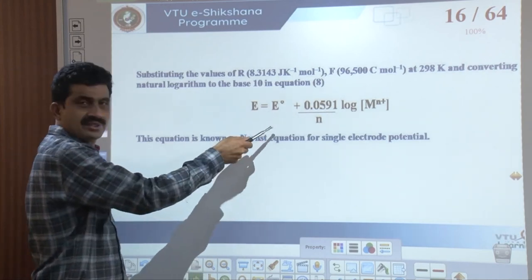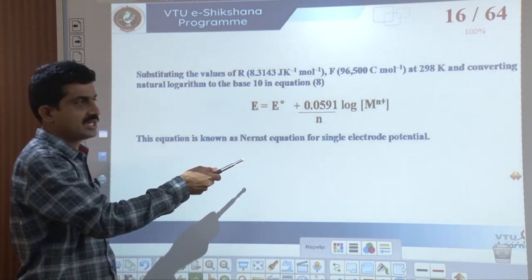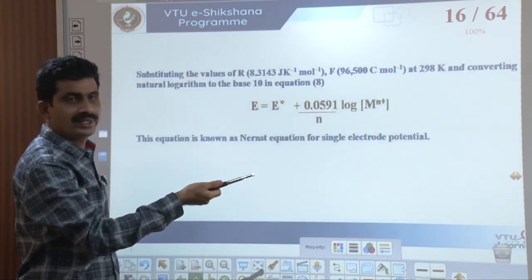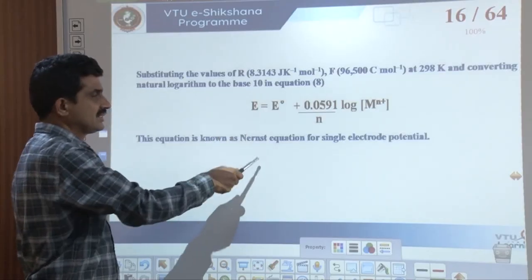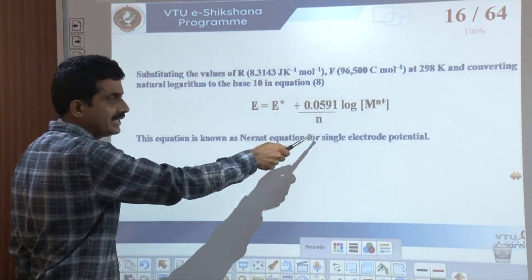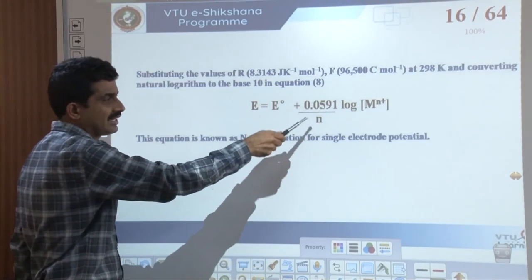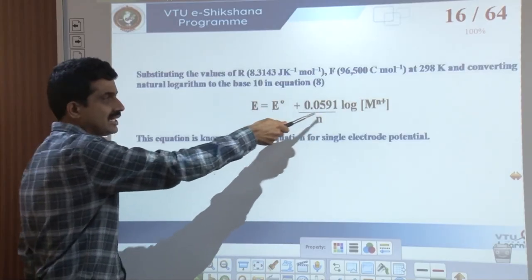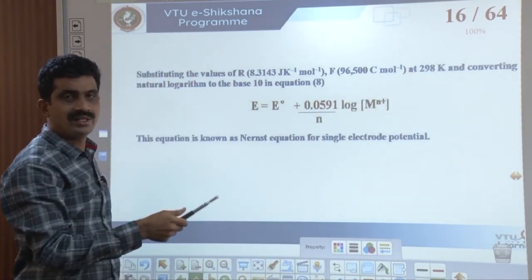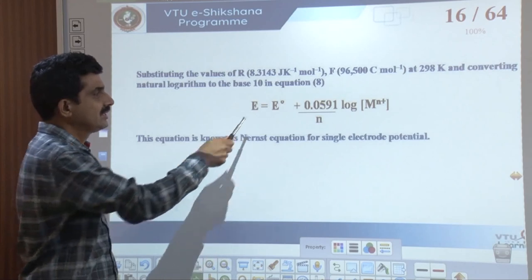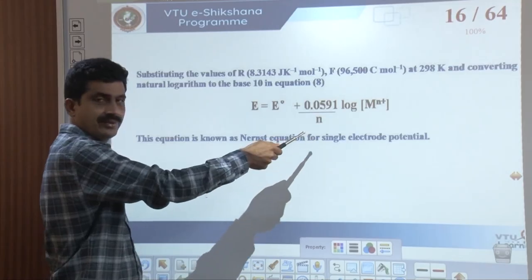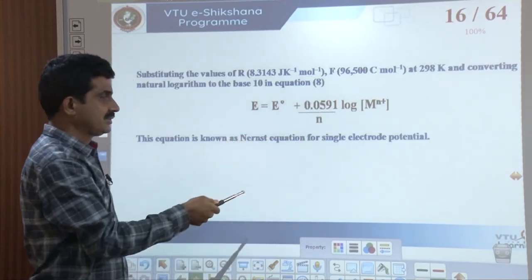So, this is the Nernst equation for single electrode potential at 298 Kelvin. If the temperature is other than 298 Kelvin, then we should consider the equation E is equal to E naught plus 2.303 RT divided by NF. We have derived the previous equation considering the value of T as 298 Kelvin. If the temperature is other than 298 Kelvin, then E is equal to E naught plus 2.303 RT divided by NF log Mn plus.